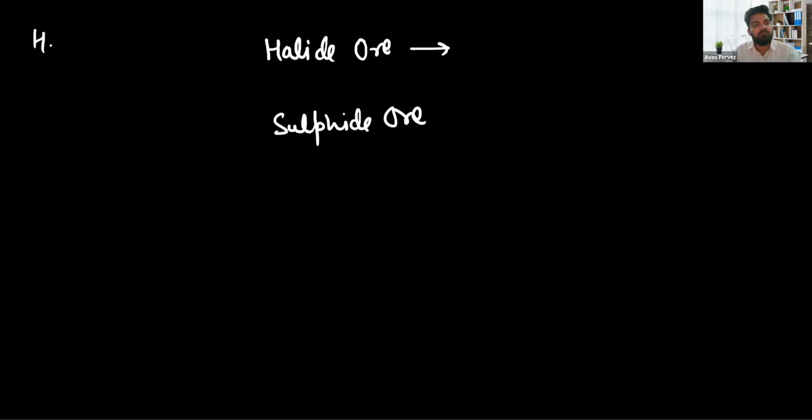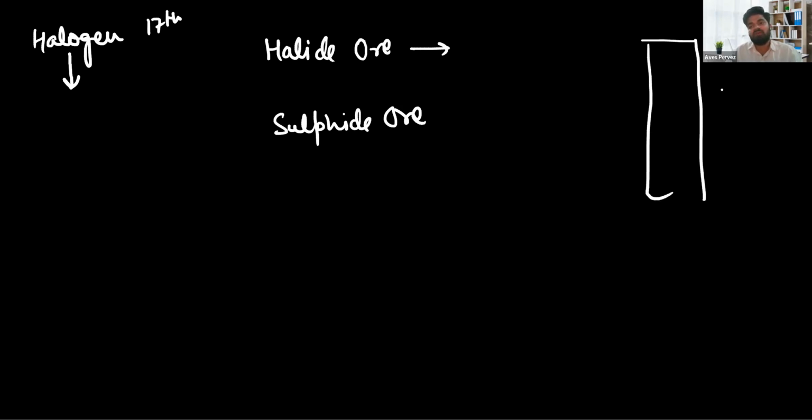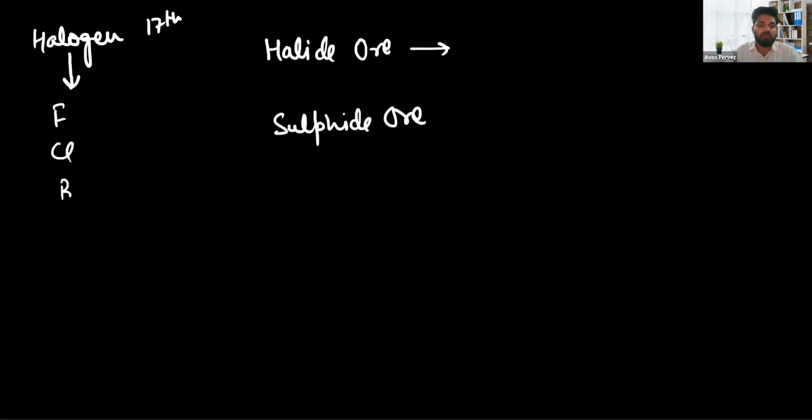Halide word comes from the word halogen. And what is halogen? Halogen is the 17th group element. And what is the 17th group? You have seen the periodic table, that it has elements like this. There are 18 groups. The second last group has fluorine, chlorine, bromine, iodine. So these are the halogens.